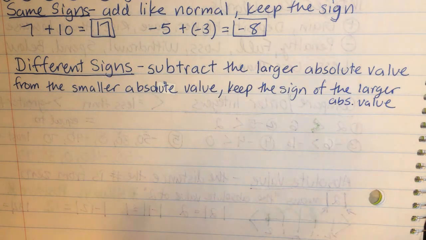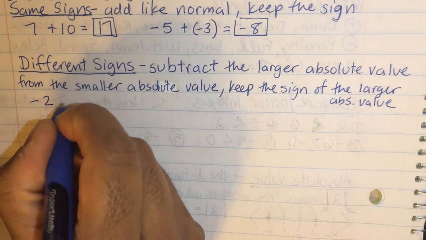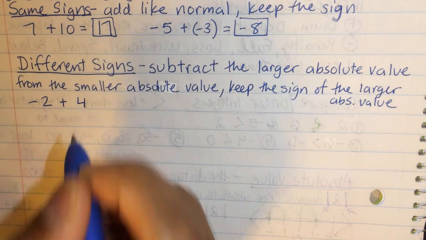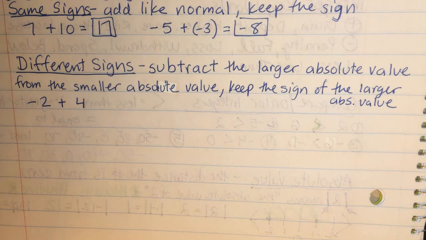So I'm going to give us an example. Let's do negative 2 plus 4. I'm going to try to keep it small numbers to help you out. So negative 2 plus 4, they're different signs. One's negative and one's positive.